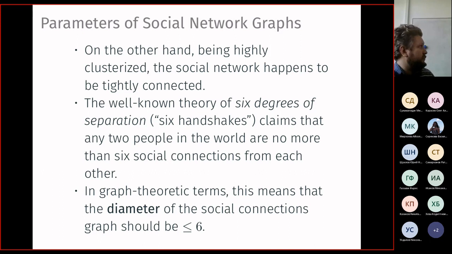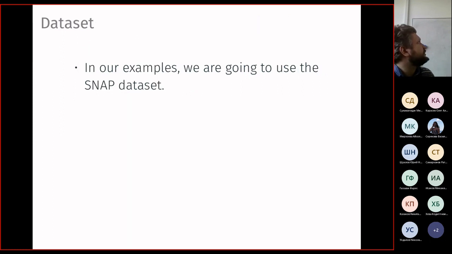So this is called the diameter. The diameter means that you take any two points, you measure the shortest distance between them, and then you take the maximum for all pairs. So this is a minimax type parameter. It also can be computed, it is easy to compute, but requires some time for all these things. We'll see it. And in our examples, we're going to refer to what is called the SNAP dataset.